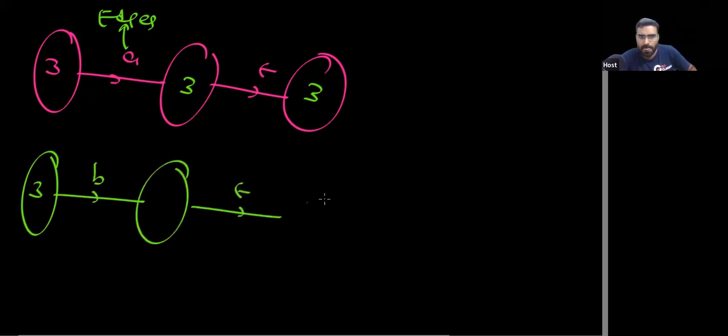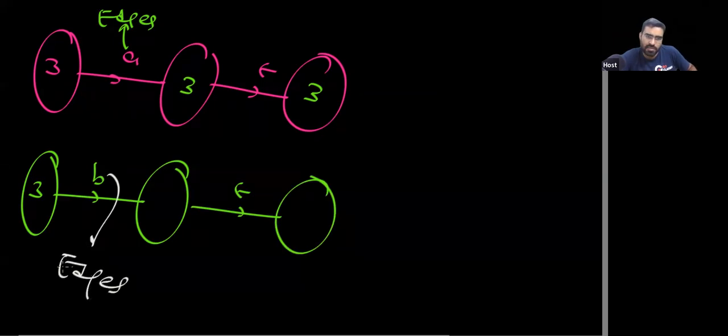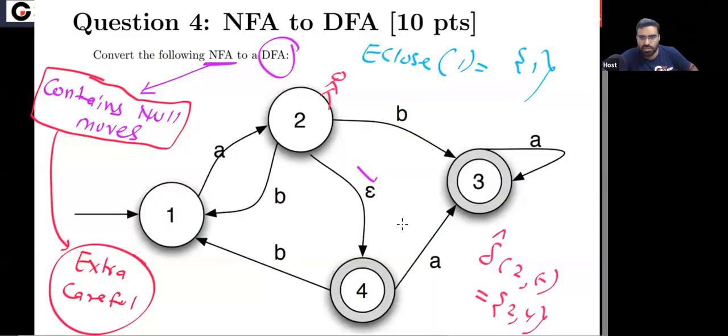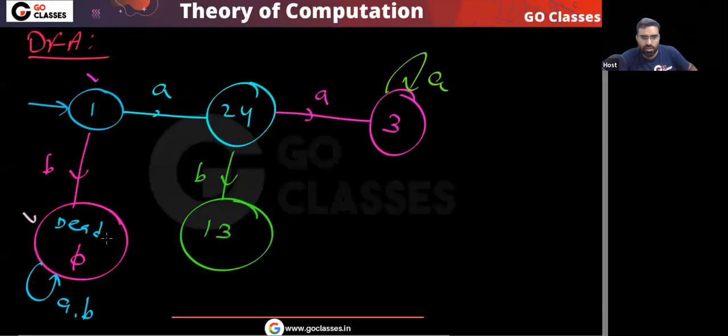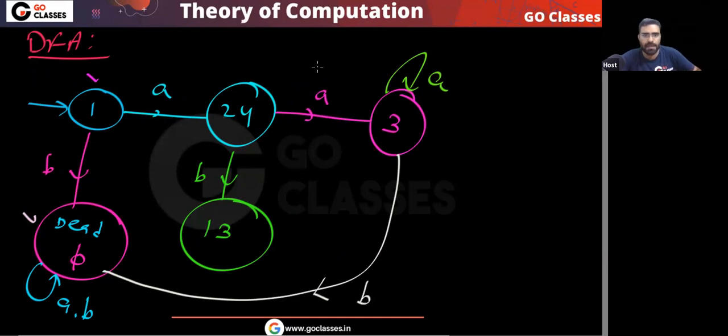Where will state 3 go on symbol B? Again, when you see this, only look at the edges. State 3 on symbol B will go to 5. There is nowhere else to go, so that is your 5, and I can say that is your dead state. From this state on symbol B, you will go to 5. Very simple. This state is done.